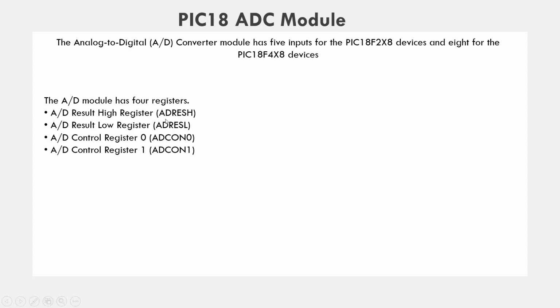The first register is ADRESH, meaning analog to digital converter result higher register, and ADRESL, the analog to digital result lower register. The ADC available on the PIC controller is a 10-bit ADC, so it needs 2 registers. These 2 registers are known as the data registers of the ADC. Further, we have 2 control registers: control register 0 and control register 1, ADCON0 and ADCON1.